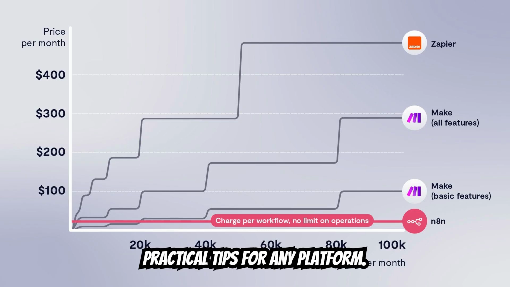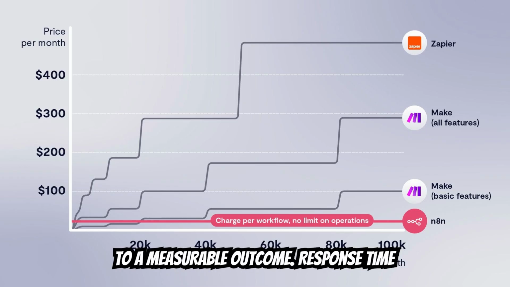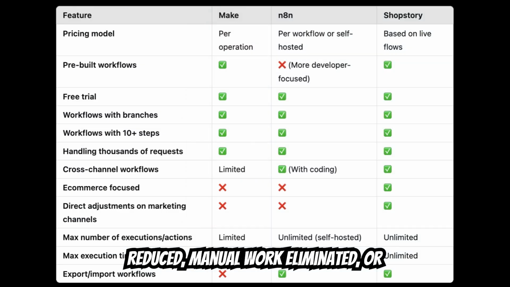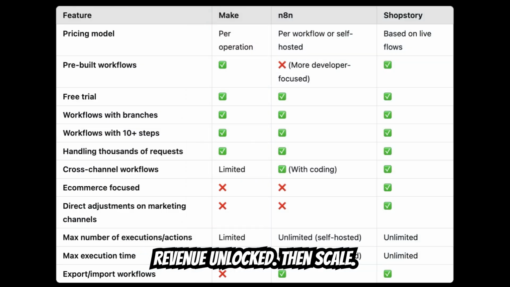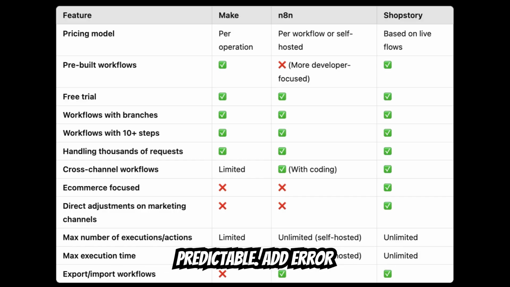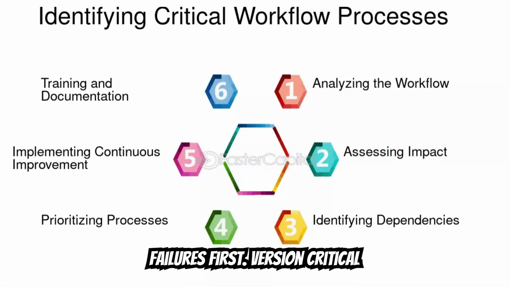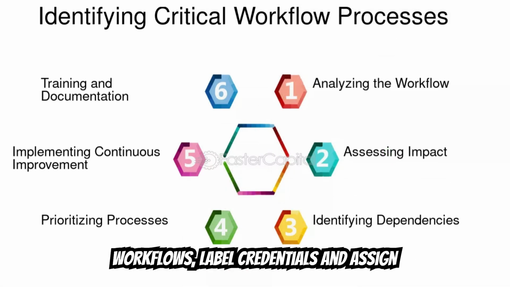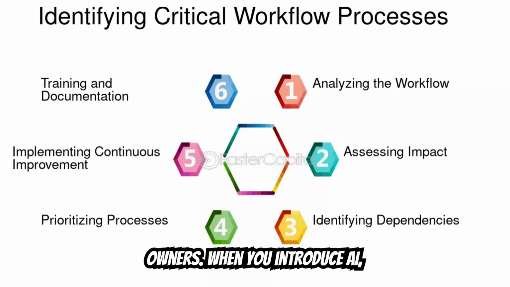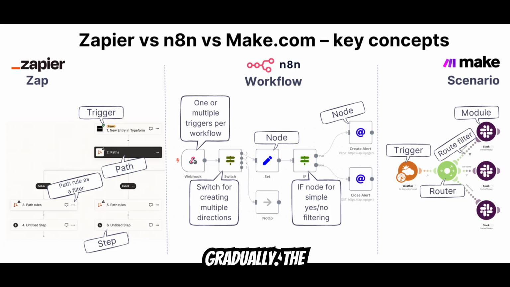Practical tips for any platform. Start with one high-value workflow linked to a measurable outcome. Response time reduced, manual work eliminated, or revenue unlocked. Then scale. Map your data clearly. Fields in and fields out, so transformations stay predictable. Add error alerts at system edges so you hear about failures first. Version-critical workflows, label credentials, and assign owners. When you introduce AI, begin with assistive steps, validate outputs, then grant write access gradually.